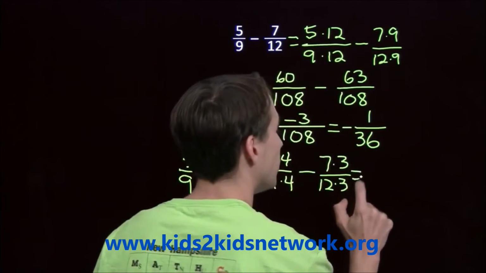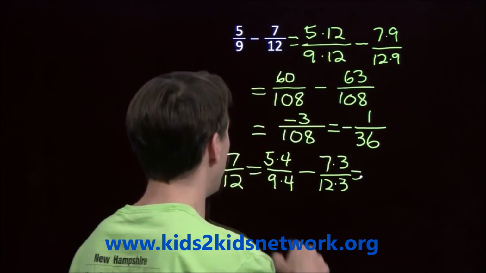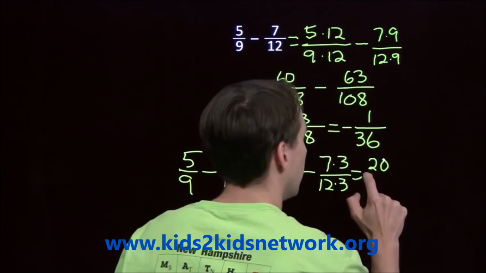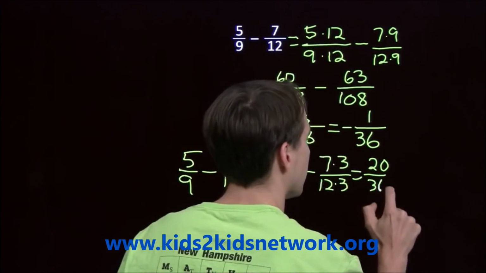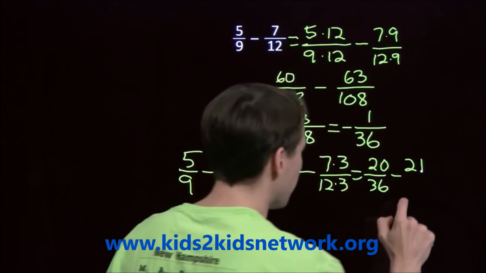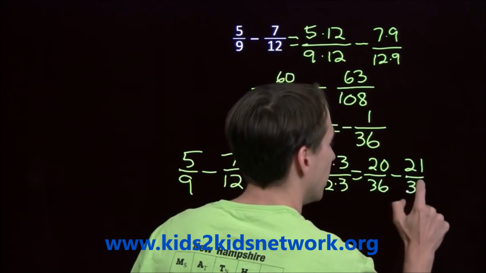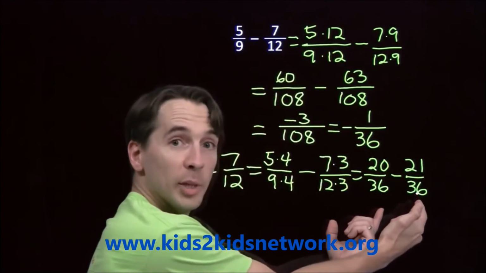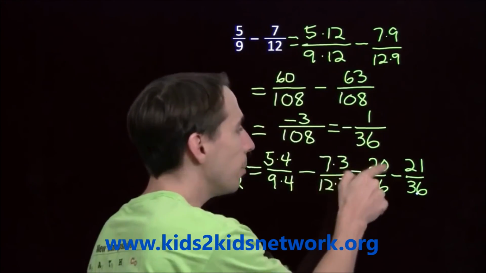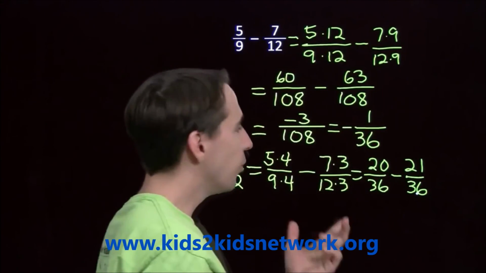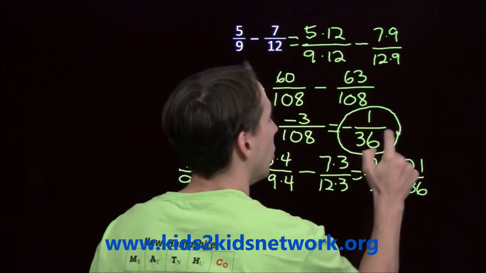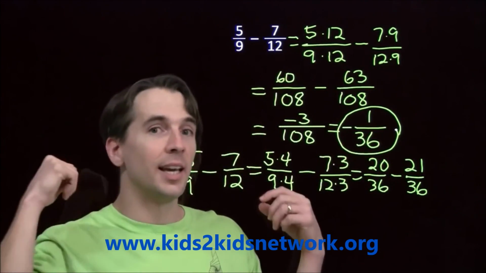And sure enough, as planned, we get the same denominator. 5 times 4 is 20. 9 times 4 is 36. 7 times 3 is 21. And as planned, 12 times 3, that's right, is 36. The denominators are the same, 36, we just subtract in the numerators. 20 minus 21, that's negative 1. And sure enough, keep the denominators the same as 36. Once again, we get negative 1 over 36, and we're done.